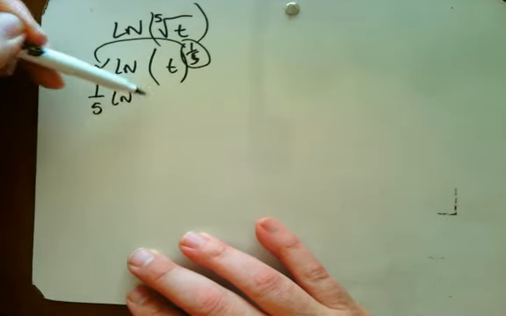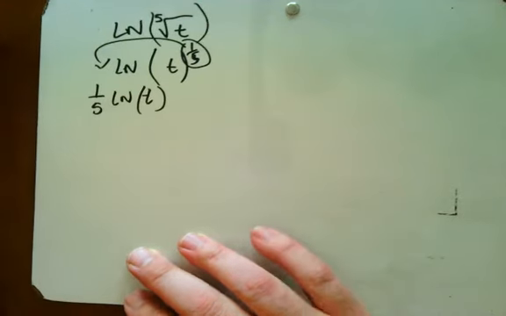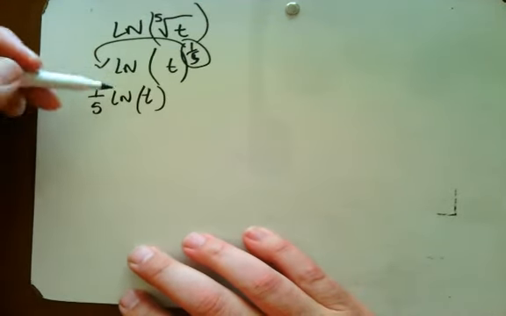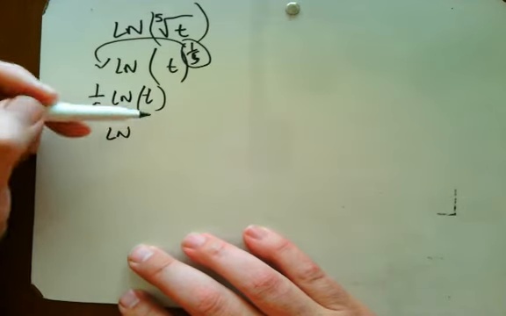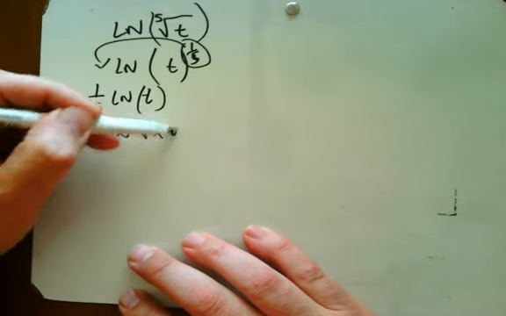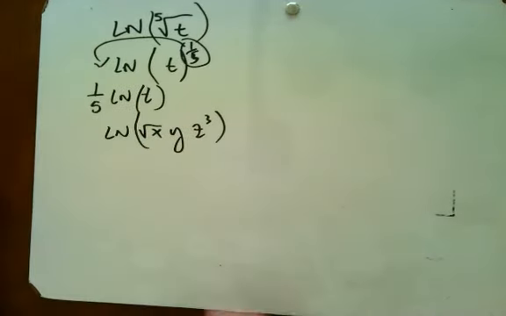Five, 4, 3, 2, 1. So I like here rewriting this with rational exponent 1/5 and then using the power rule to bring that power down in front. And that's all I can do. That's as expanded as I get here. Okay? How about you try this one?